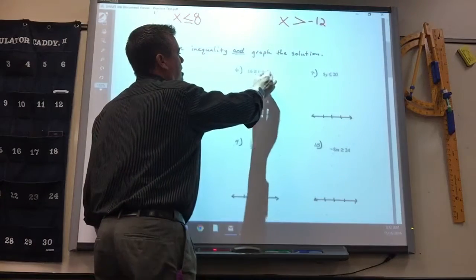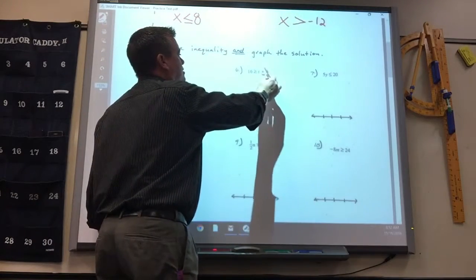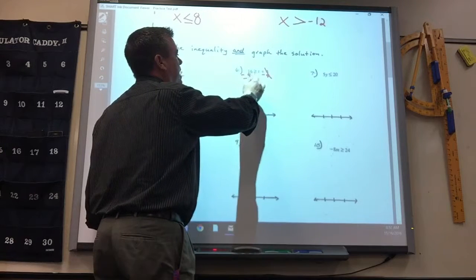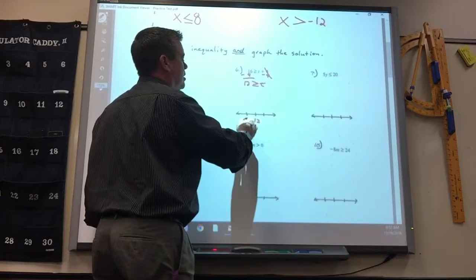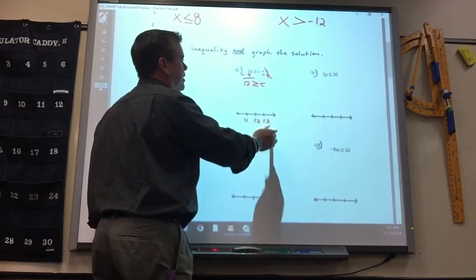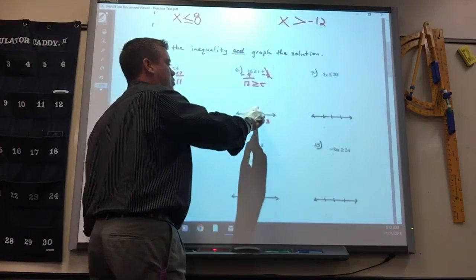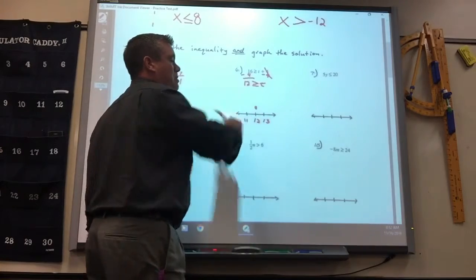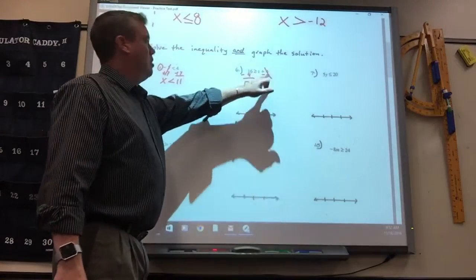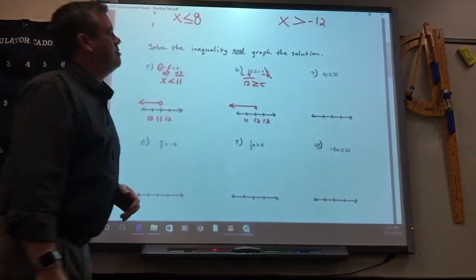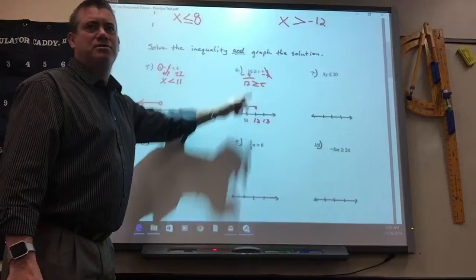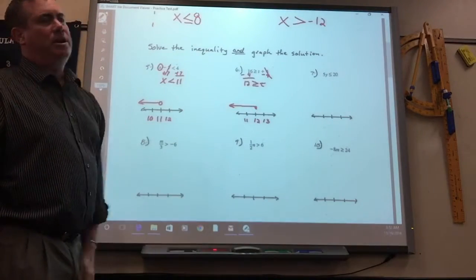Here, to get the t by itself, I got to get rid of the +4, so I -4. Do the same to the other side, and we get 12 is greater than or equal to t. So put 11, 12, and 13 on there. It's filled in because it has the equal. Now this one is backwards. The t is on the right. So if t is less than, so that means it's to the left of 12, if you read it backwards. Read the letter first. Less than goes left, greater goes right.